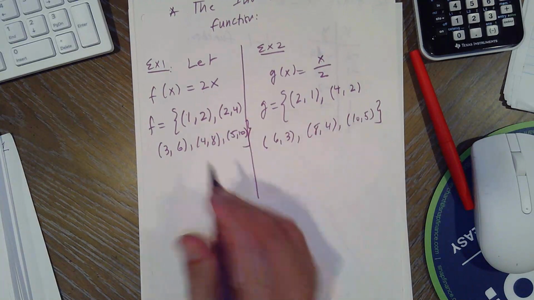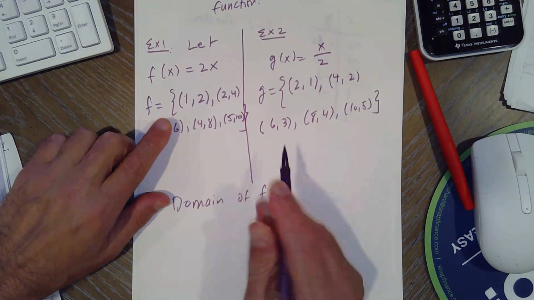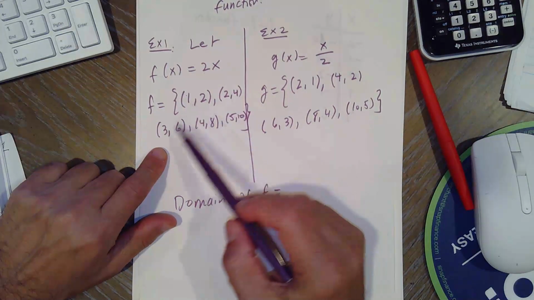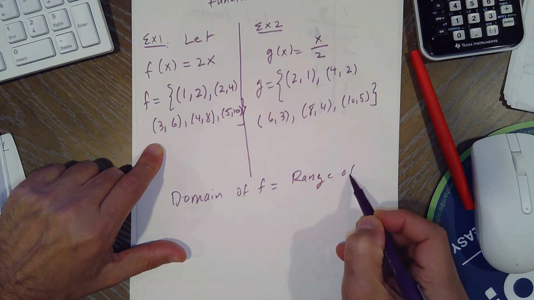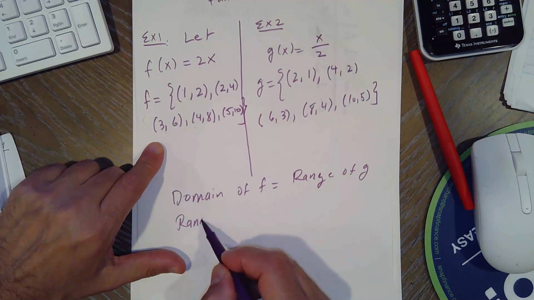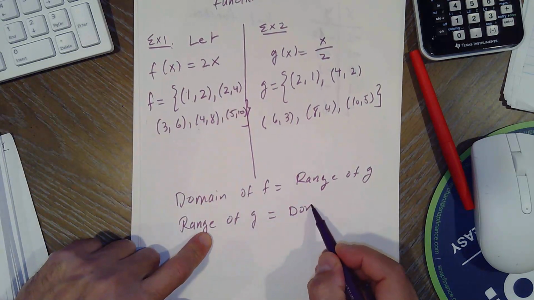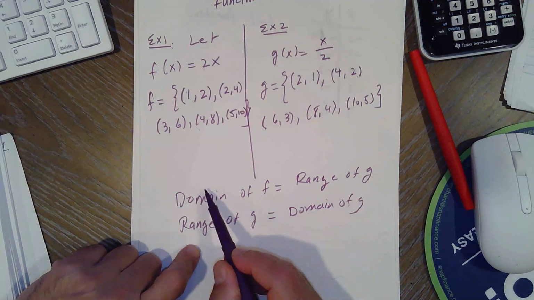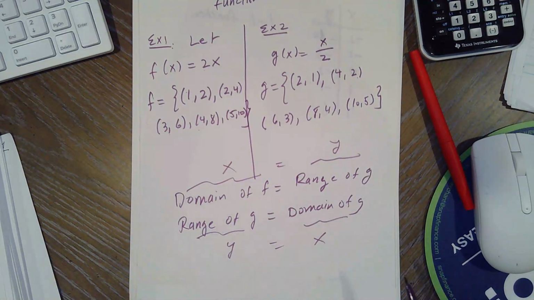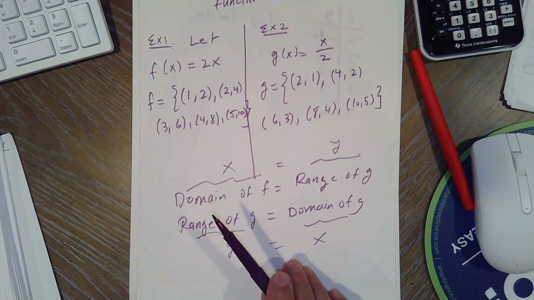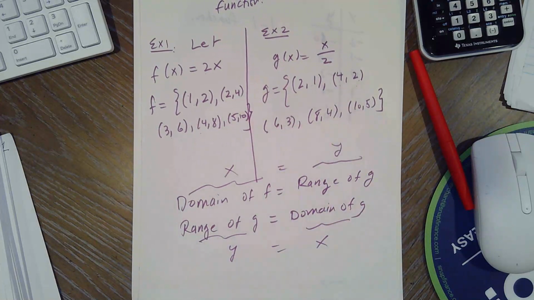If you notice these two graphs, the domain of f, if we're only limited to these 5 points, 1, 2, 3, 4, 5, is exactly the range of g. And if you look at the range of f, limited to these 5 points, it's 2, 4, 6, 8, 10, which is the domain of g. So basically what we're saying here is x is y and y is x. In f, whatever it is becomes a y. You can see 1, 2, 2, 1, 2, 4, 4, 2. They're swapping x and y.